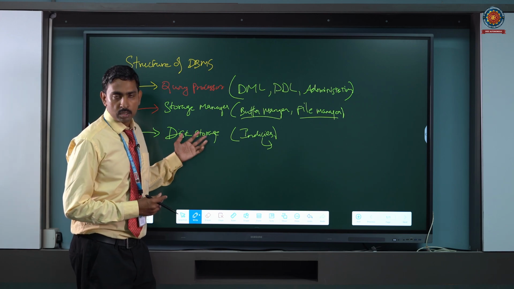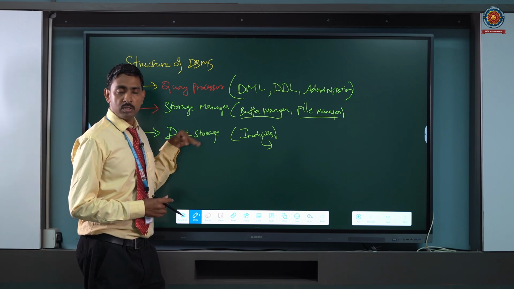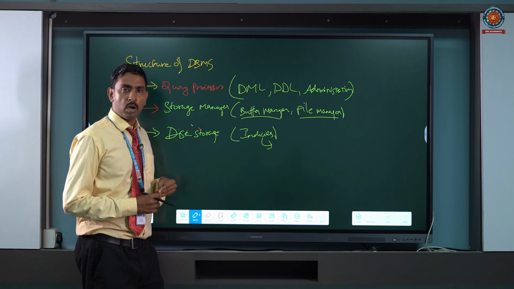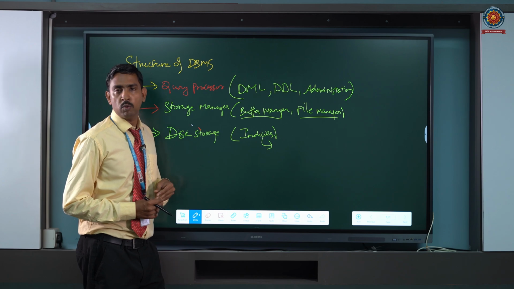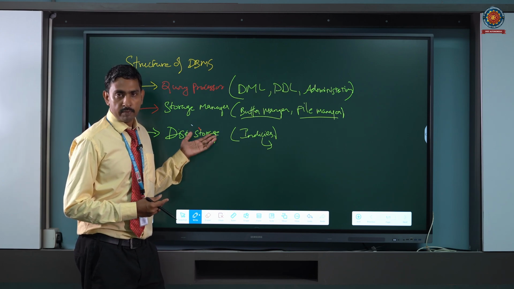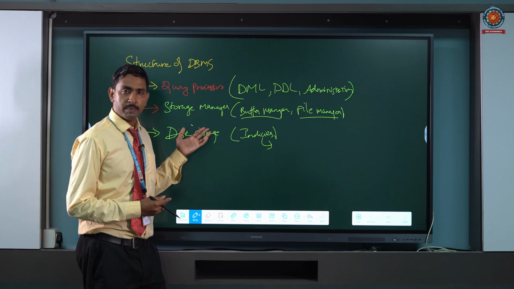So these are all the concepts about the structure of database management systems. Now I hope everyone is aware of what is meant by data, database, and database management system, the levels of abstraction, and the structure of database management systems.